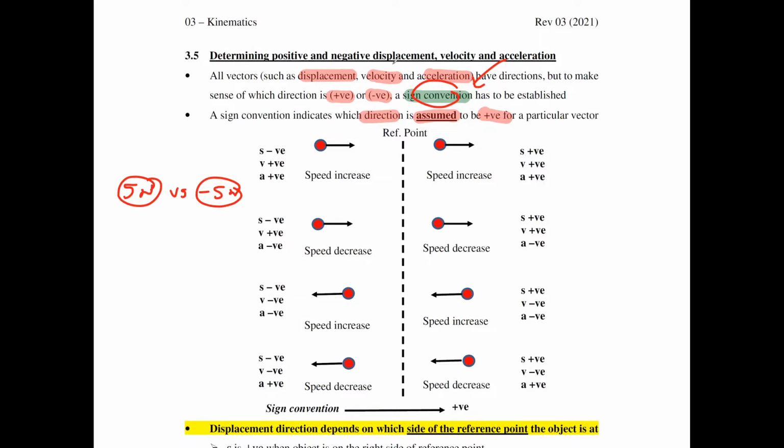You do not know. But what if I told you to assume that going towards the right is positive? Then you would know that this 5 Newton is going towards the right, but the negative is going towards the left. Or if I tell you going upwards is positive, then you can interpret that the 5 Newton is acting upwards, but the negative 5 Newton is acting downwards. That's what sign convention actually is.